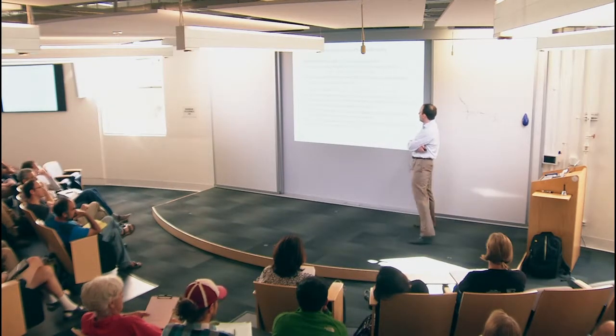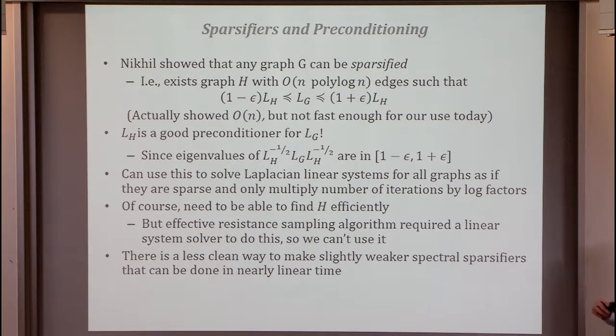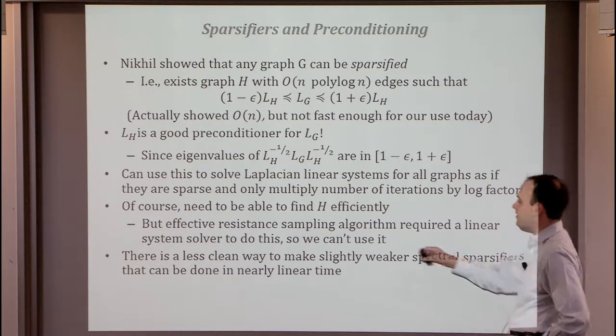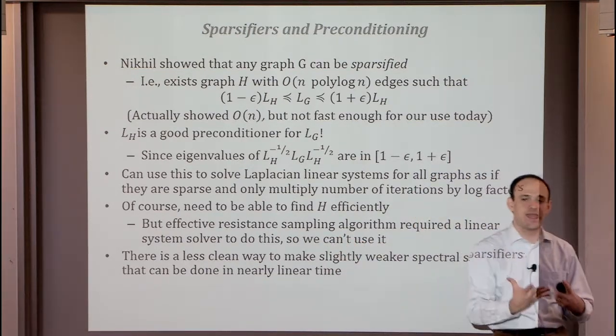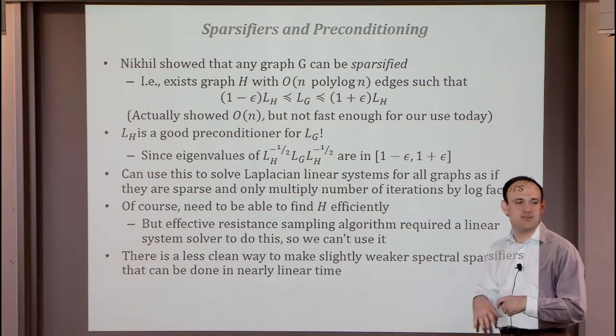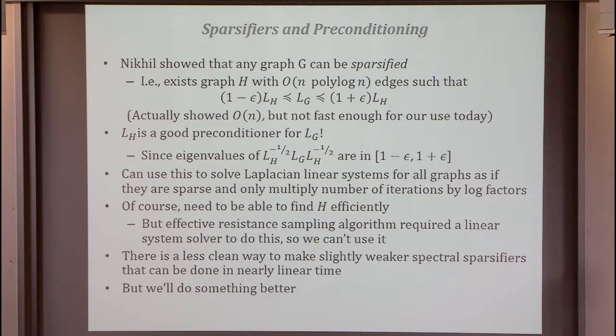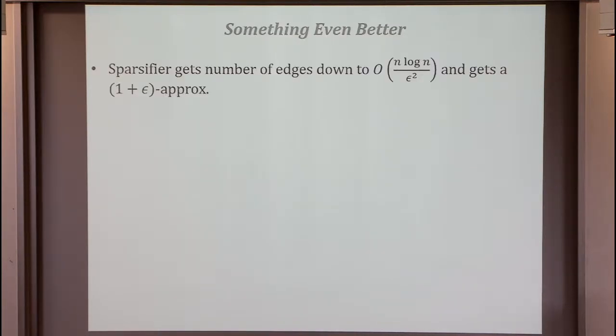So the earlier paper, the Spielman-Tang paper, constructed a sparsifier not using effective resistances, but more by hand. I think Nikhil talked a bit about that. But instead, we're going to do something that for our applications is vastly better, and we're going to kind of dodge the problem entirely. And for that, let me tell you what we'll do. We're going to construct much sparser matrices.